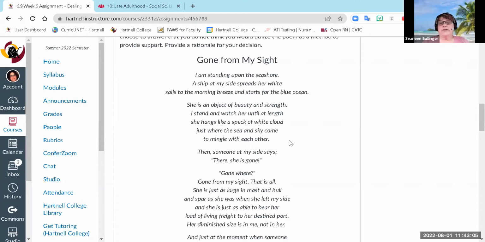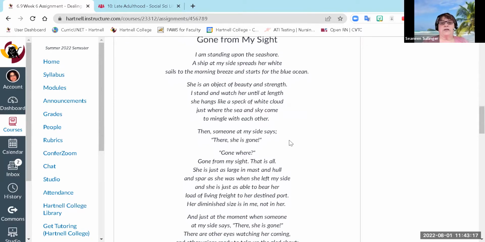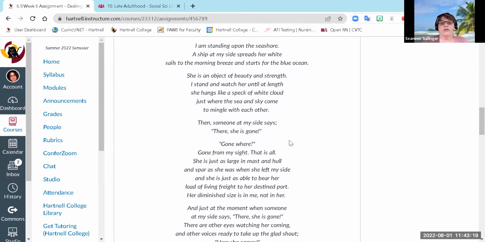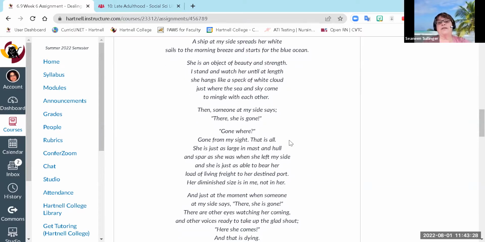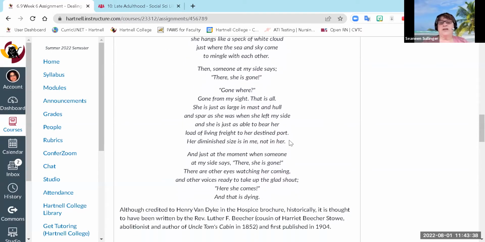I'm standing upon the seashore. A ship at my side spreads her white sails to the morning breeze and starts for the blue ocean. She is an object of beauty and strength. I stand and watch her until at length she hangs like a speck of white cloud, just where the sea and sky come to mingle with each other. Then someone at my side says, "There, she is gone." Gone where? Gone from my sight. That is all.